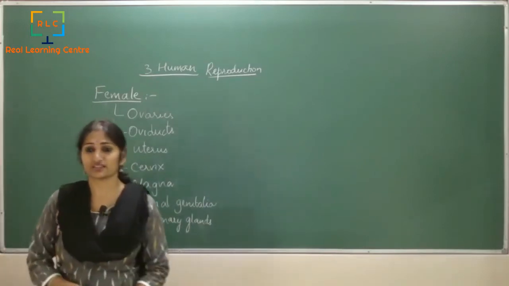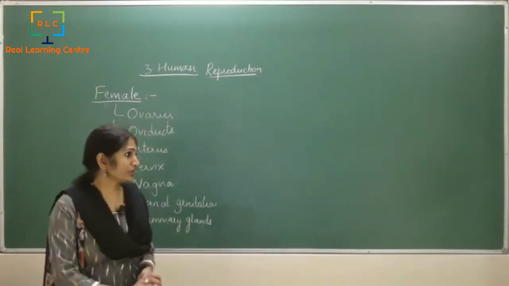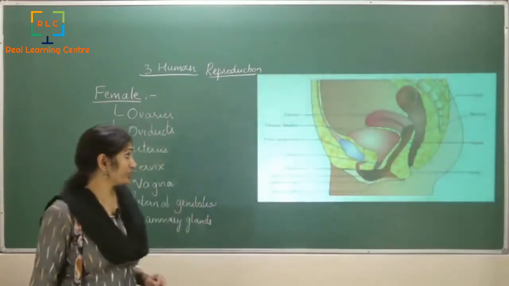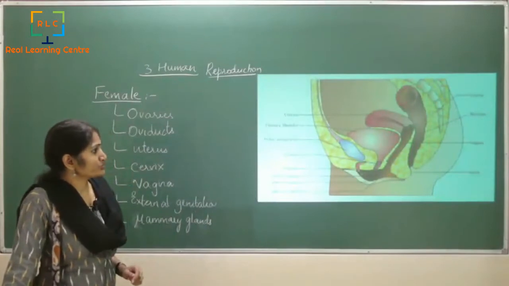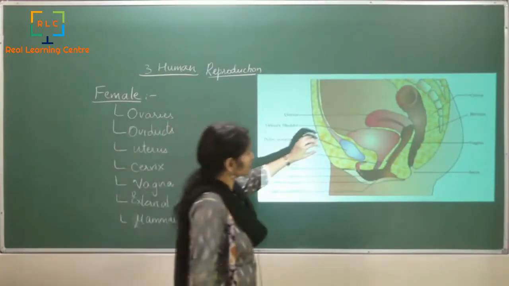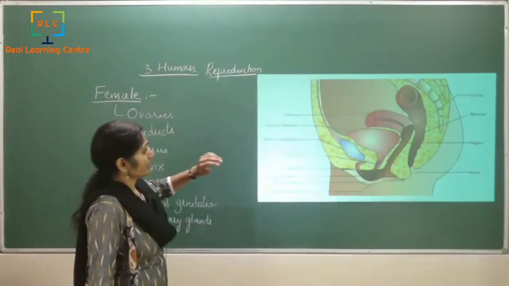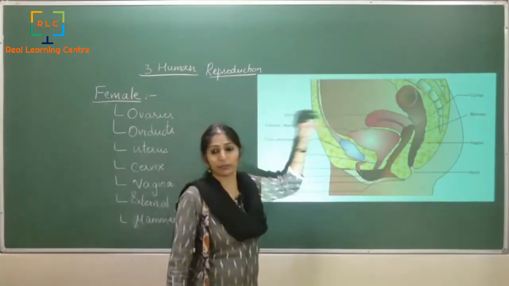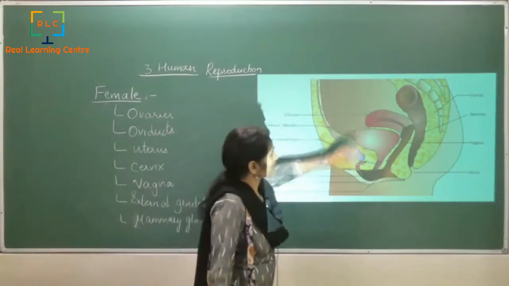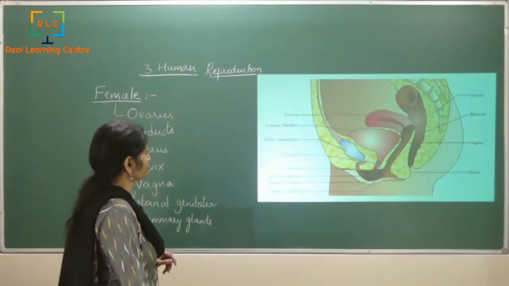So in this class, let us try to study these structures in a bit more detail. Suppose we try to take a section of this female reproductive system. You see that there is a pelvic base, and on the pelvic base there is a sac-like structure which is the uterus. Uterus is just above the urinary bladder. So this would be the urinary bladder, and just above that we have the uterus, right?